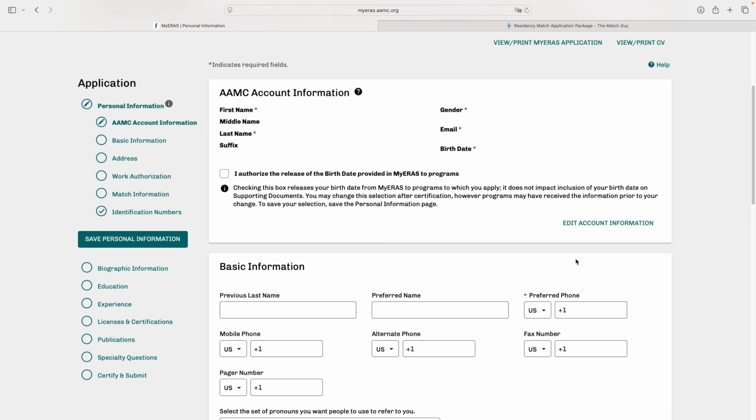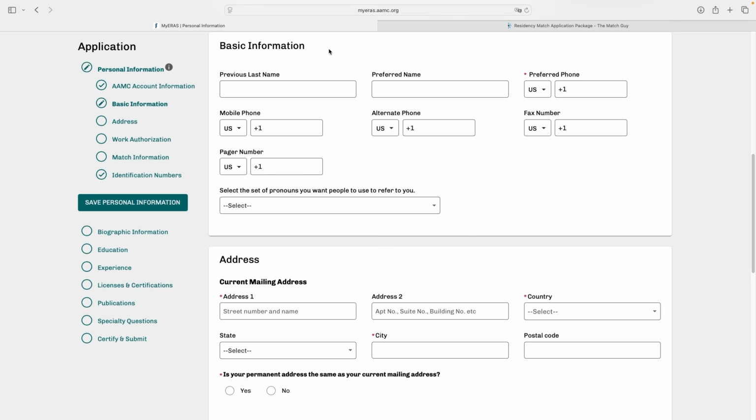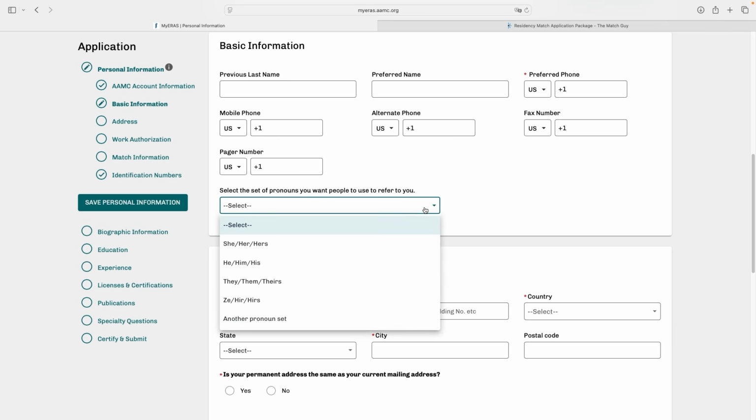To add this information, you need to click on Edit Account Information, and then you can click on Authorize the release of your birth date provided in your ERAS. Then you have basic information. If you have any previous last names, preferred names, the preferred phone number. Make sure again you have access to this phone number. Don't put a number in the US that you can't respond to, because programs might contact you on this phone number. If you'd like to add your pronouns, you can do that here.